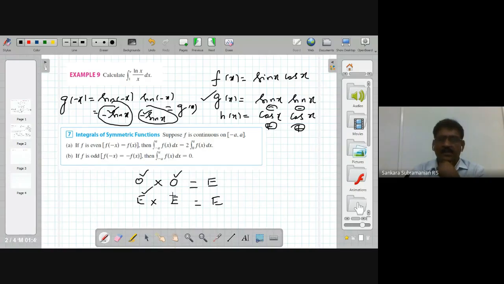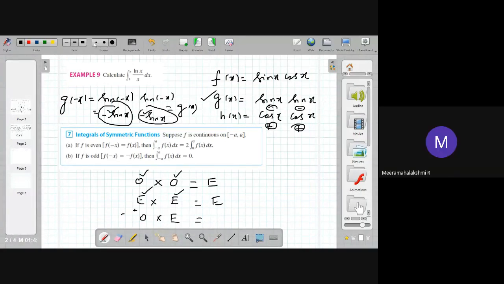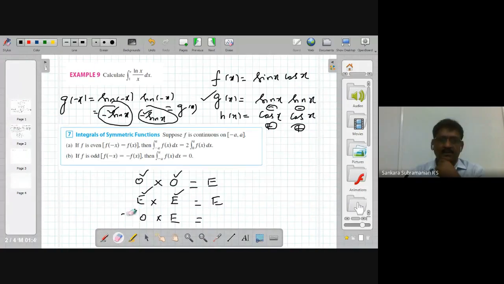Okay, then what other category is there? The third category is odd into even or even into odd, because it is commutative. In the odd there will be a negative sign, in the even there will be a positive sign. When multiplying plus and minus, f of minus x is equal to minus f of x. So what will come? What is the resultant? Odd into even function is an odd function. How, friends?